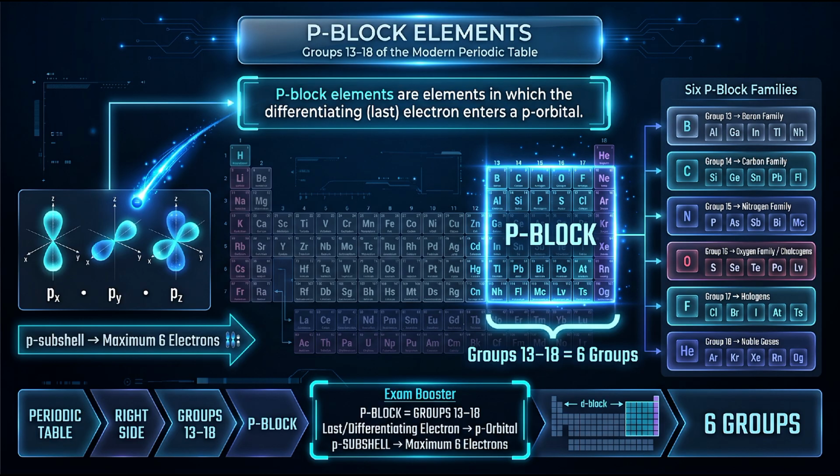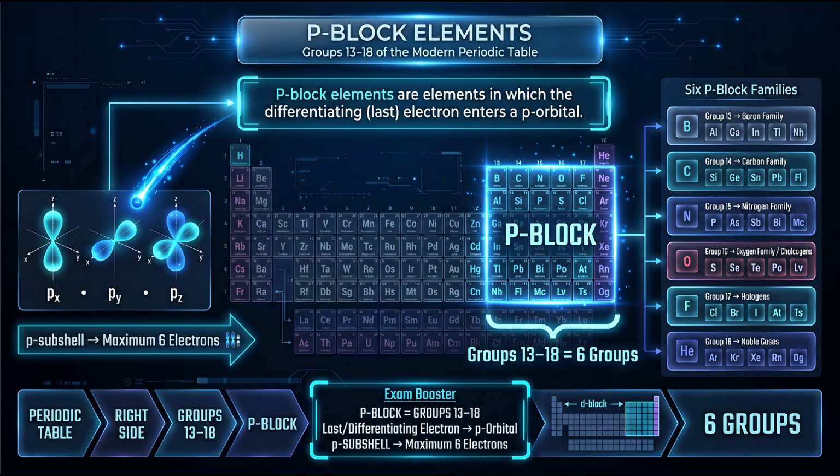Nitrogen is extremely important because it is a major component of the atmosphere and is also present in proteins, nucleic acids, and many fertilizers. The common oxidation states of group 15 elements include -3, +3, and +5, although their stability varies as we move down the group.